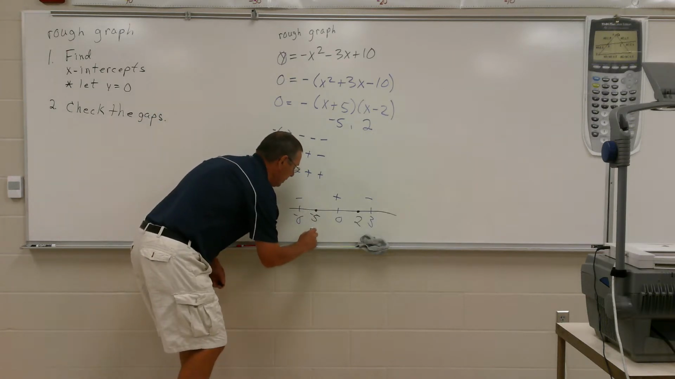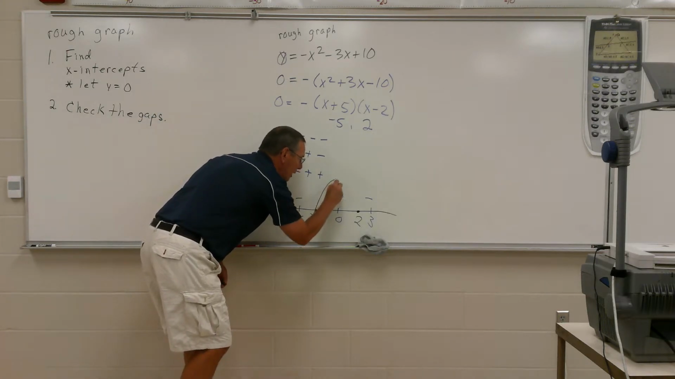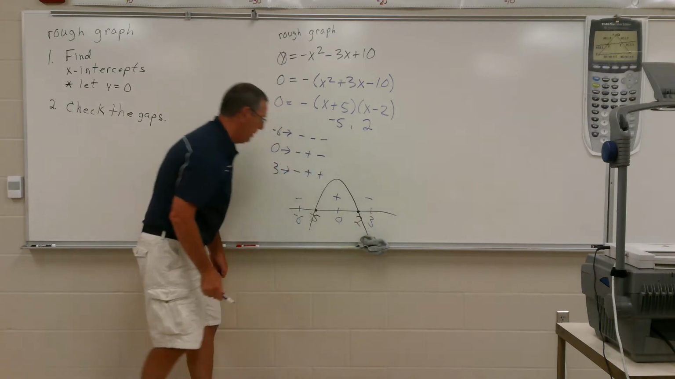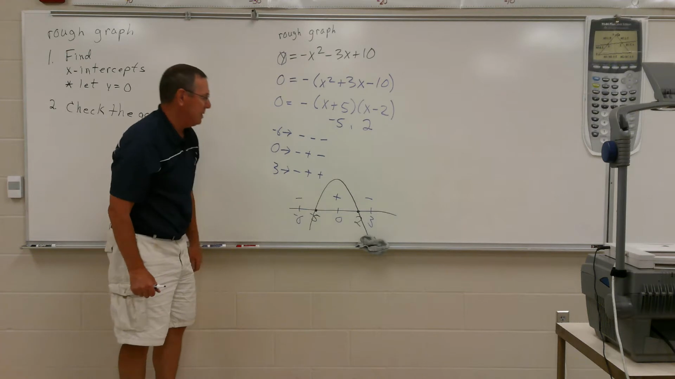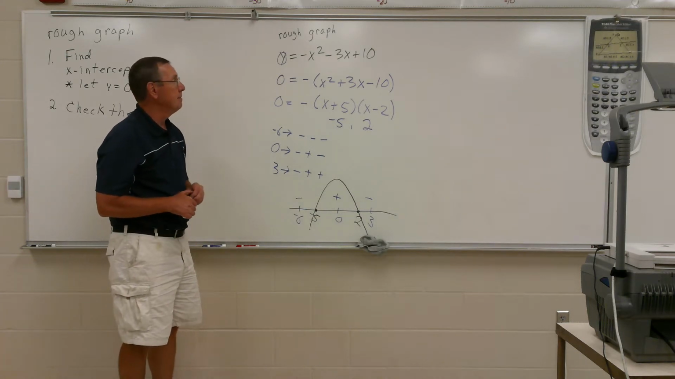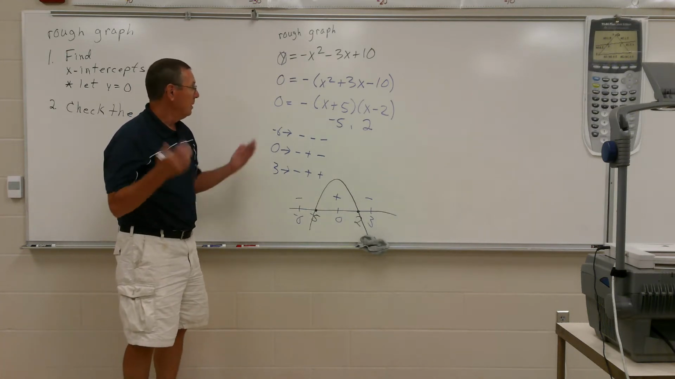So to finish my graph, I've got to aim and hit those intercepts. Okay, and here my curve is negative, there my curve is positive, there my curve is negative, and that's a graph for us. Okay, next one.